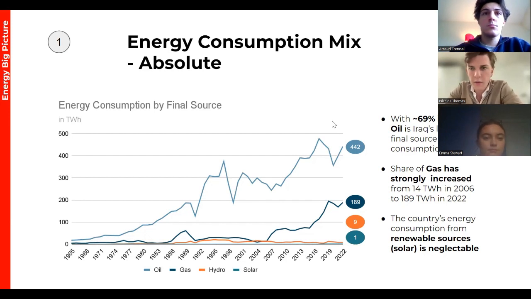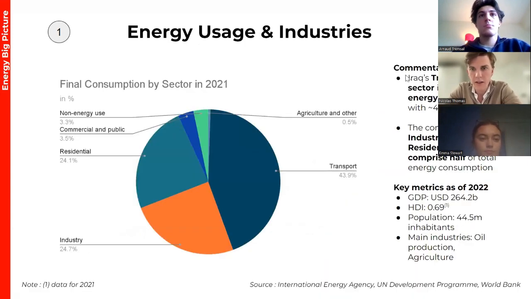So what exactly does the country use this energy for? On the next page, we have a split for the different sectors. As you can see, transport is by far the largest consumer of energy in the country with around 44%, followed by industry and residential, which both have a share of around 25%. So overall, we see that these three sectors make up almost 95% of energy consumption in the country, which is quite significant.